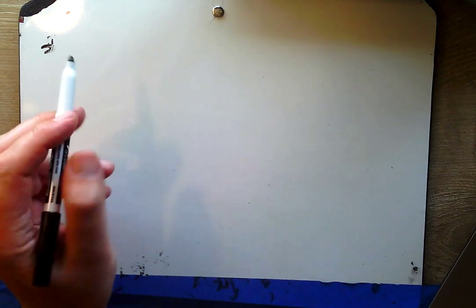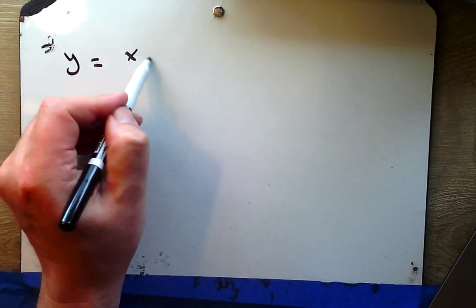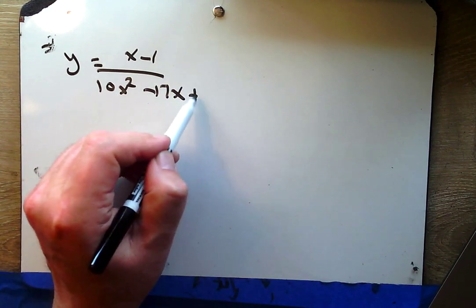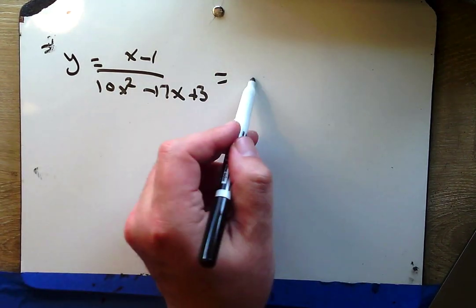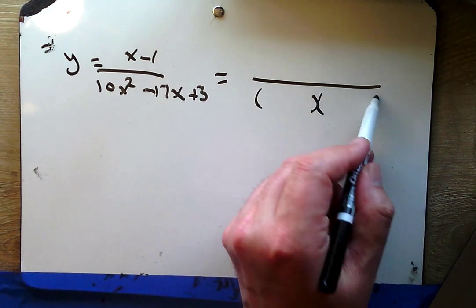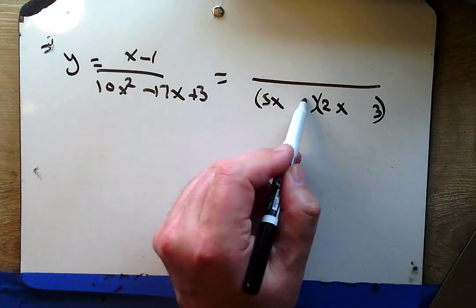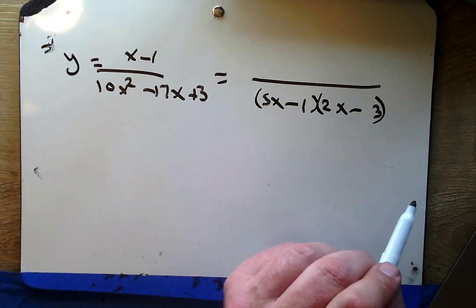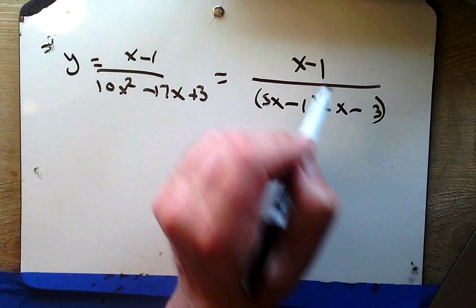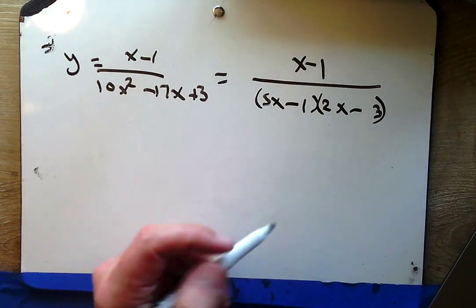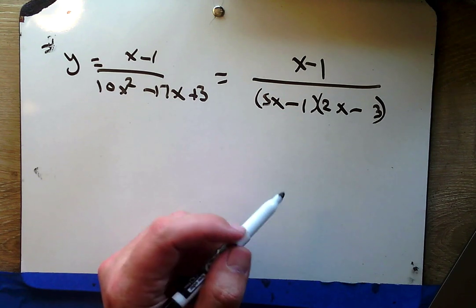Let's take a look at problem number 5. The top has y equals x minus 1. The bottom, 10x squared minus 17x plus 3. You know, I feel like I better get right to factoring that bottom. 5x, 2x, 3, 1, minus. Now we've got an x minus 1 on top. Well, I notice there are no common factors, so there are no holes here. I don't have to worry about holes in this problem.